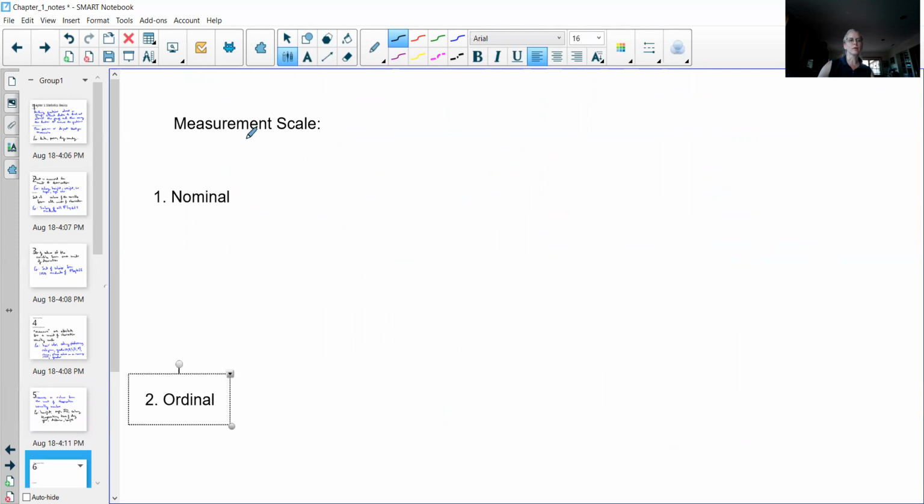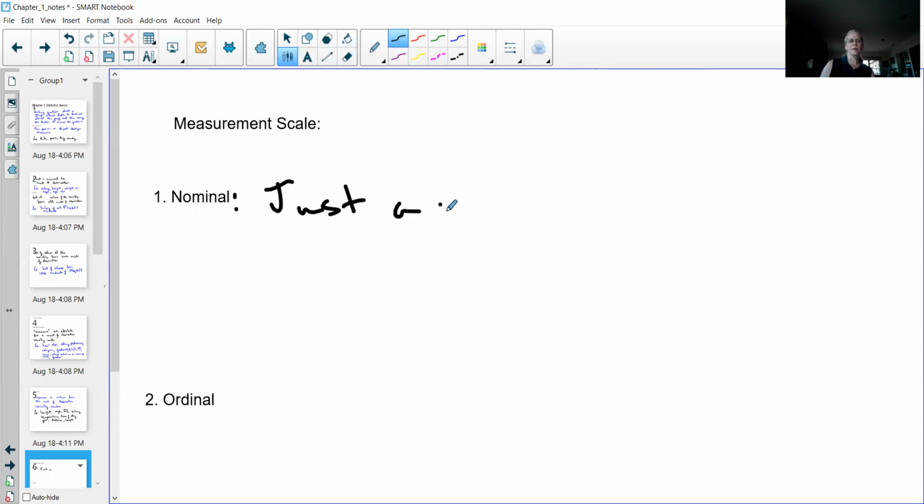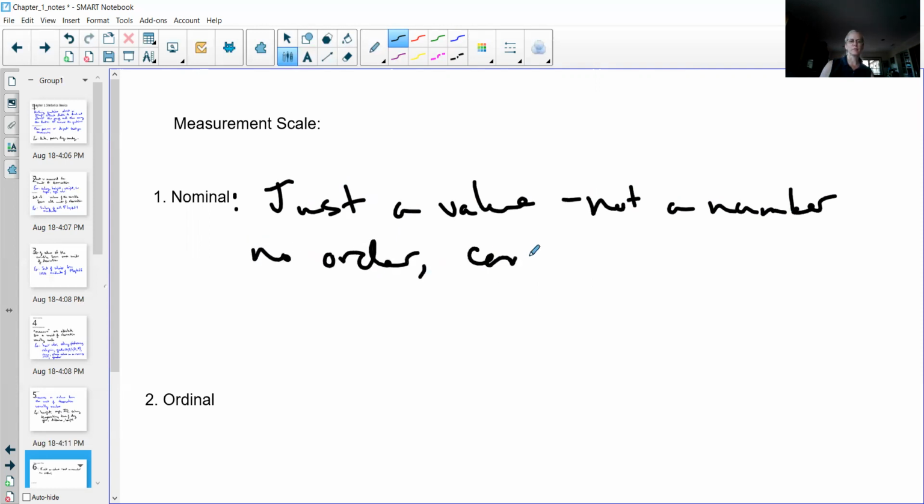Then we can talk about something called the measurement scale. So nominal is the most basic measurement scale. We usually start with that one. And what nominal means is there's no order, there's just a value. And the value isn't a number. So your data would be just a value that has no order. You can't add these values or subtract. It's just kind of a name, basically.